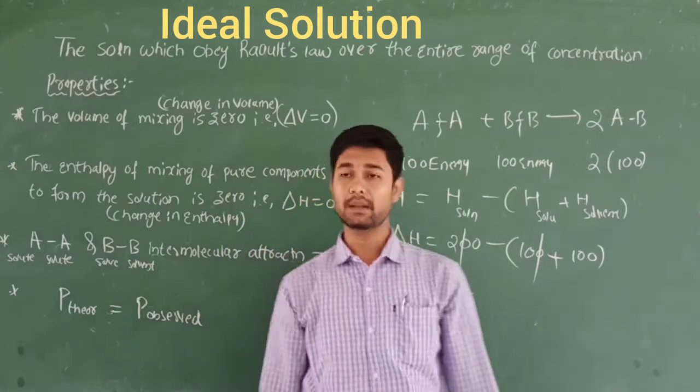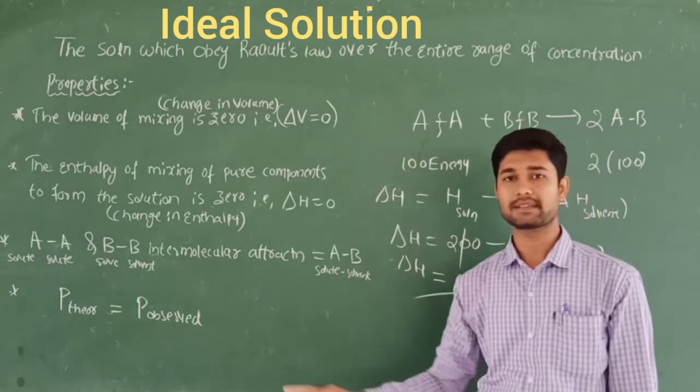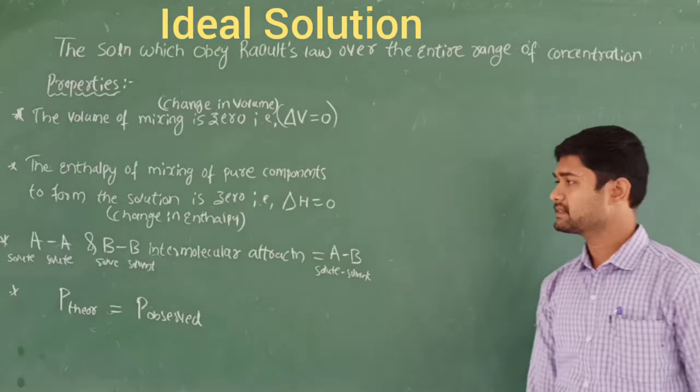So that is called enthalpy, that is called change in enthalpy, that must be equal to 0. So those solutions we are going to call the ideal solutions. Let's see the third property.